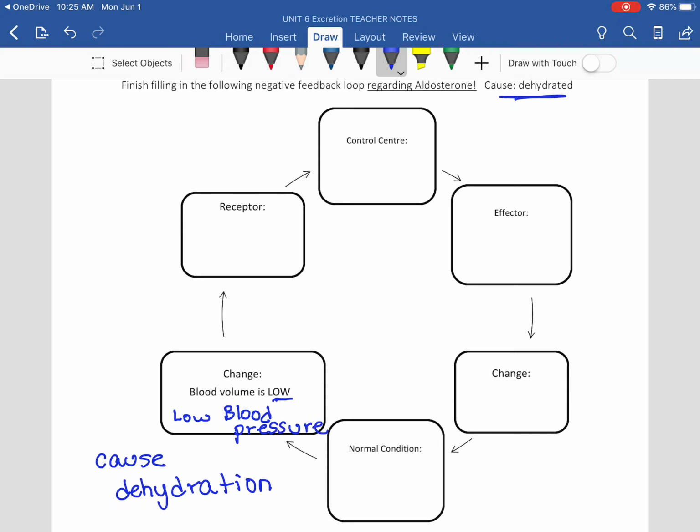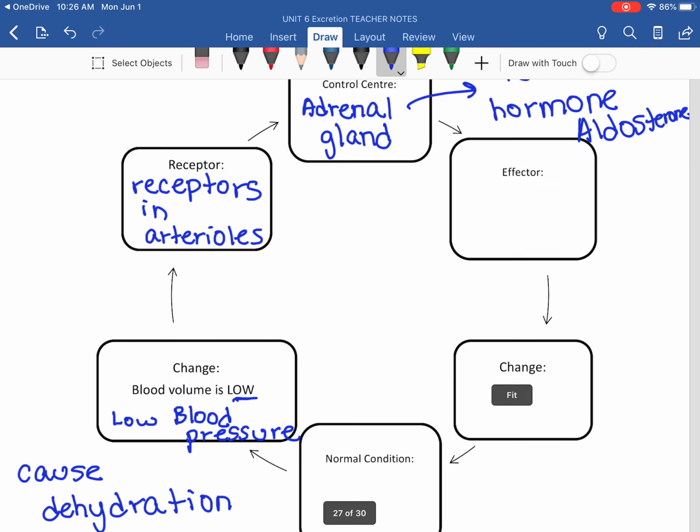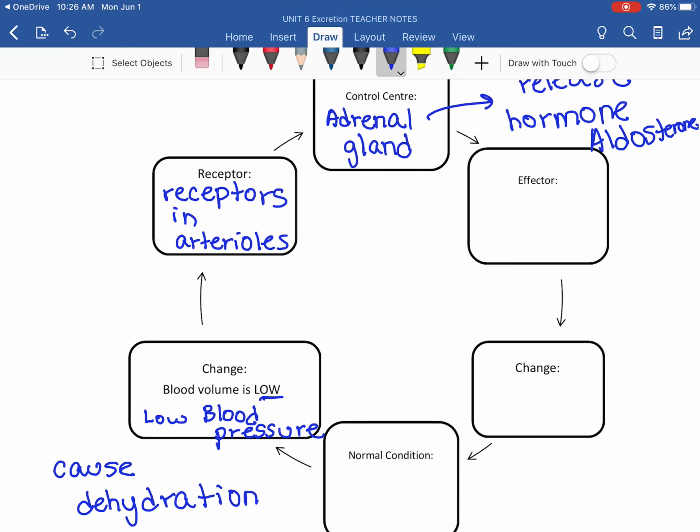That low blood pressure is going to actually be sensed by receptors in our arterioles, mainly in the afferent arterioles in the kidney, okay? The control center here is going to be the adrenal gland. So remember, those adrenal glands are just on top of the kidney. So the receptors in the arterioles are going to sense that the blood pressure is low. That's going to trigger the adrenal gland to release aldosterone. Okay, so release the hormone aldosterone.